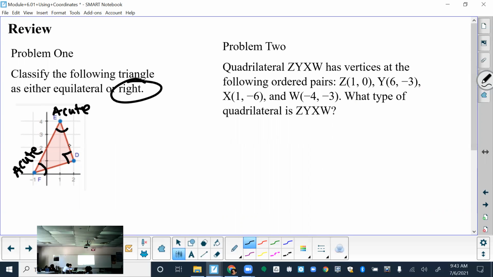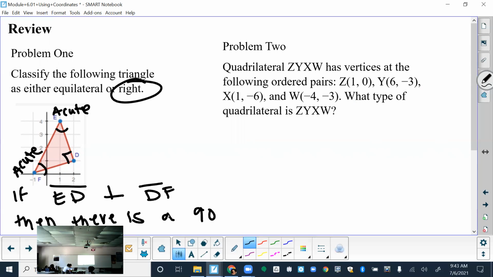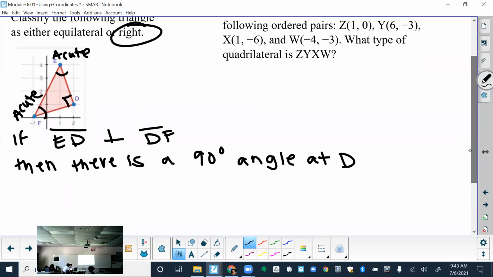Good, if the lines are perpendicular, so if line ED is perpendicular to line BF, this symbol here means perpendicular, then I can establish that it does make a 90-degree angle. Then there is a 90-degree angle. So if I can figure out the slope for each one, that's one way to figure it out.